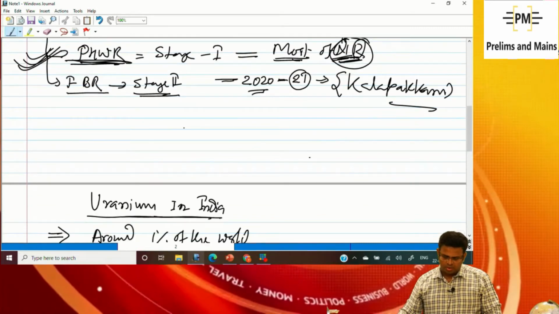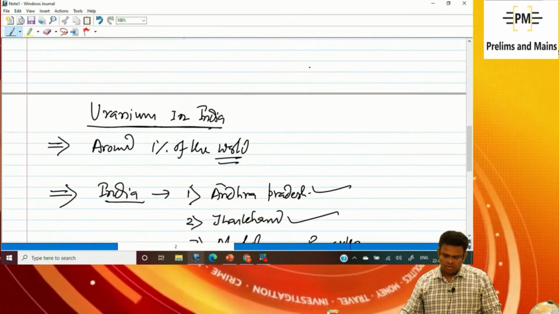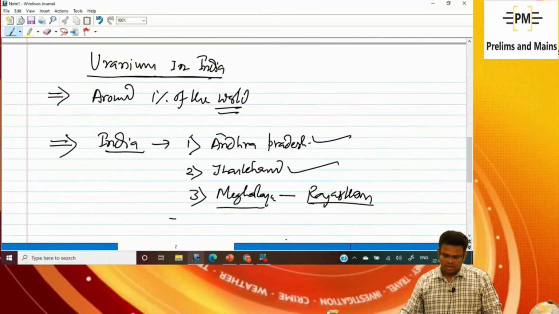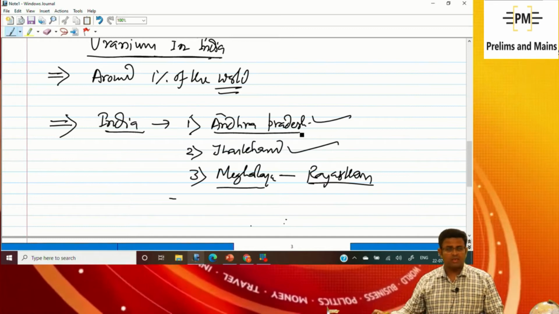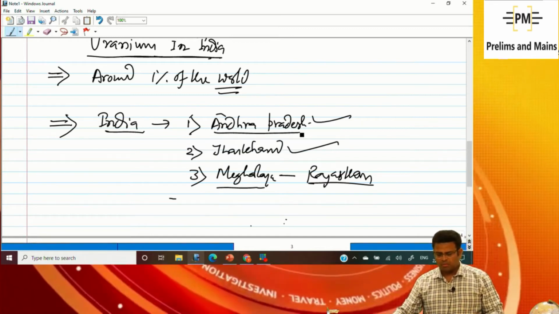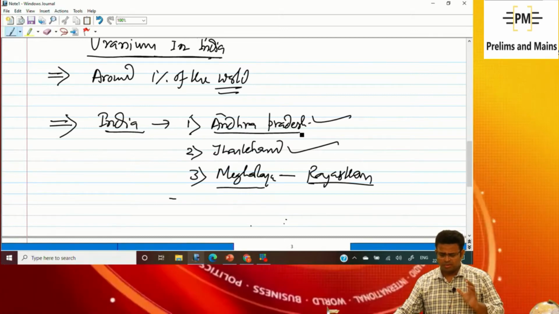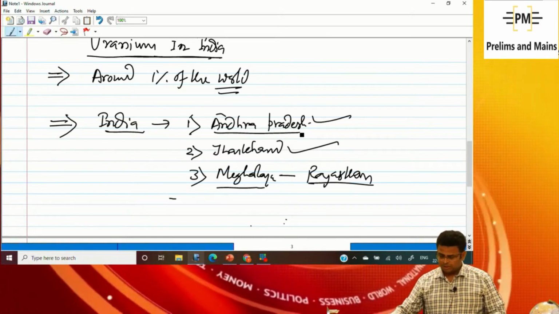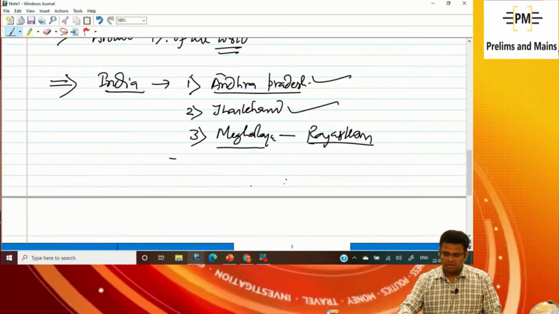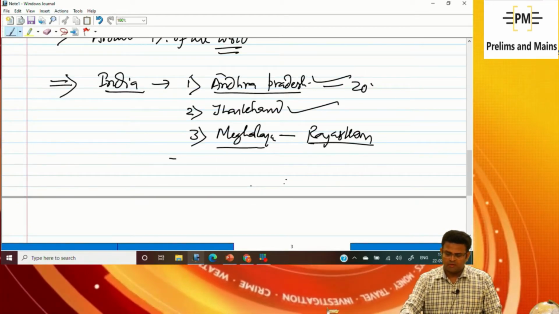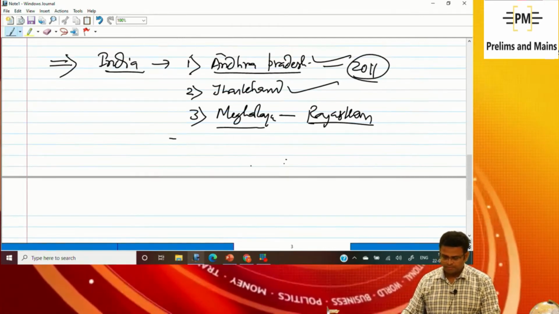And thereafter I talked about uranium in India: we have around 1% of the world's reserves. In India, Andhra Pradesh has the highest percentage of reserve, followed by Jharkhand and a little bit in Meghalaya and Rajasthan. The most important are Andhra Pradesh and Jharkhand. In Andhra Pradesh's Kadapa district, in 2011, we found a large amount of reserve.